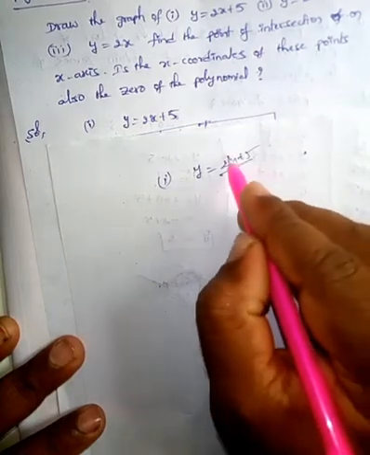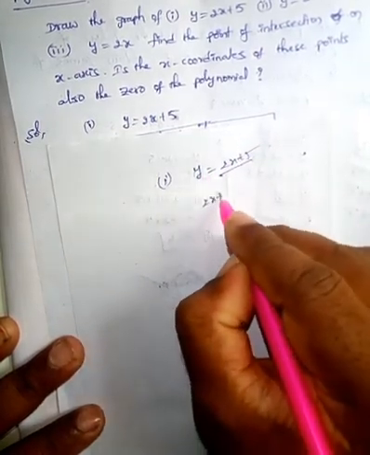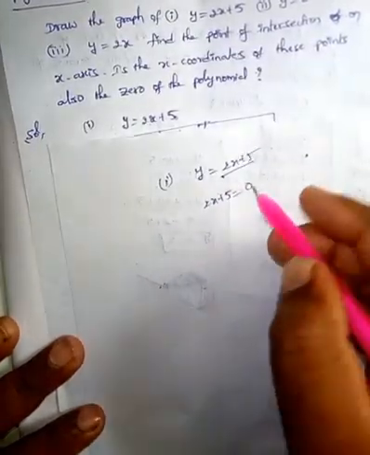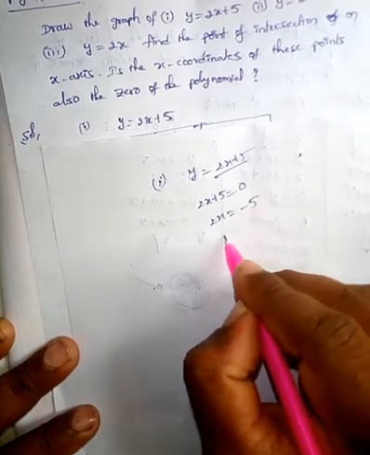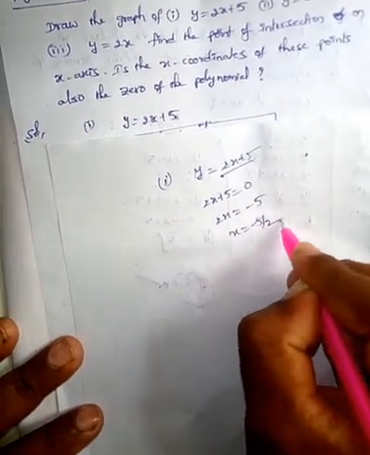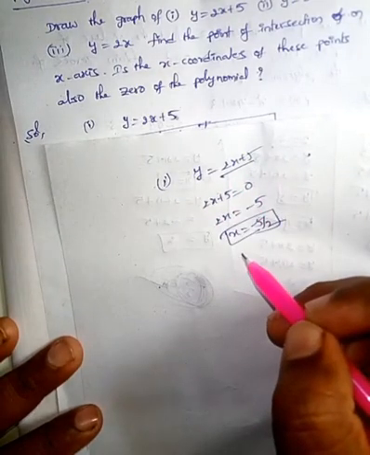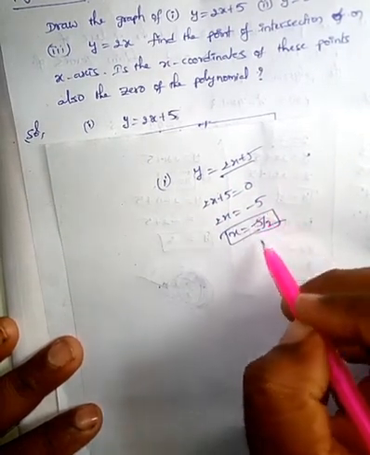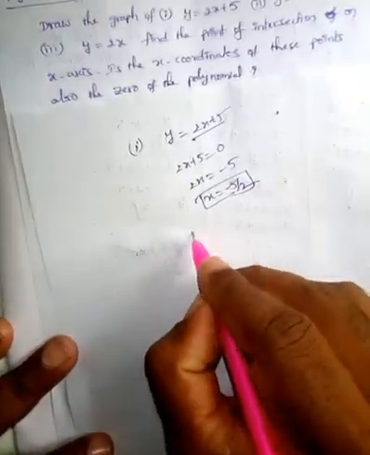Okay, so for finding the 0 of this polynomial, let us equal this polynomial with 0 and calculate the x value. 2x equal to minus 5, x equal to minus 5 by 2. So x equal to minus 5 by 2 is the 0 of the polynomial. That means if you substitute minus 5 by 2 in the place of x, you got the result 0. Okay.